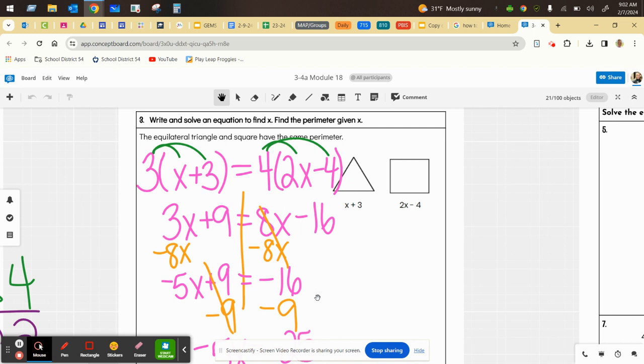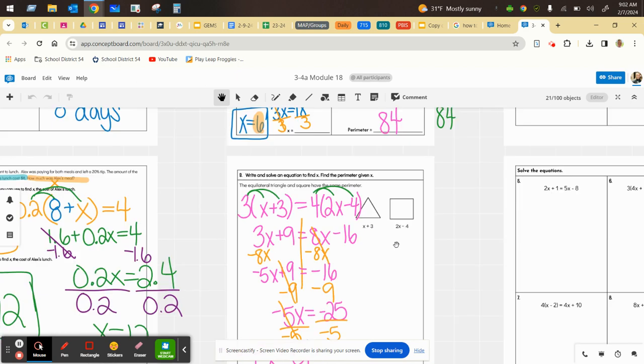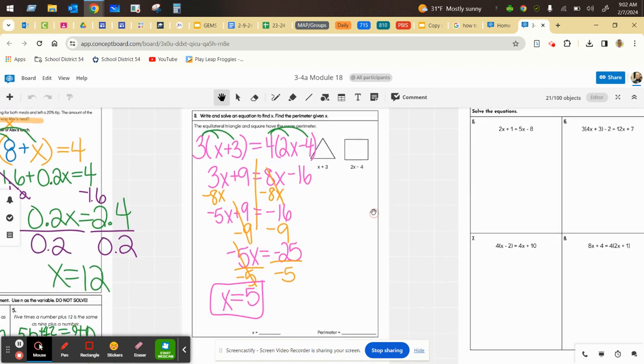Let's divide by negative 5. So x equals positive 5. Oh, sorry about that, everyone. Okay.